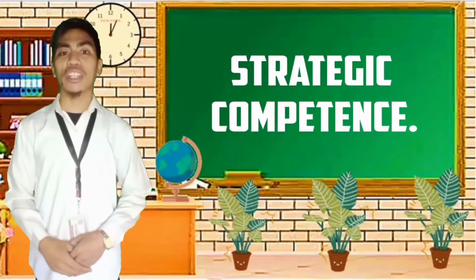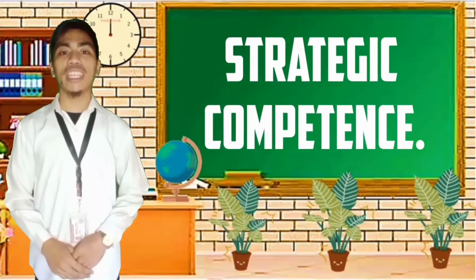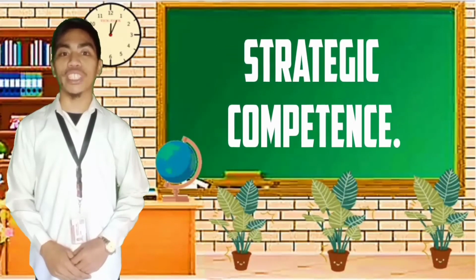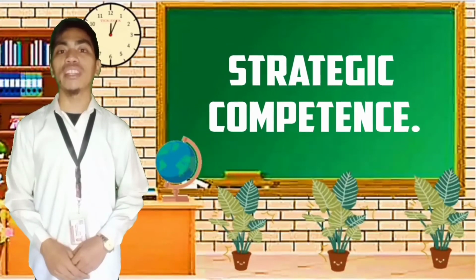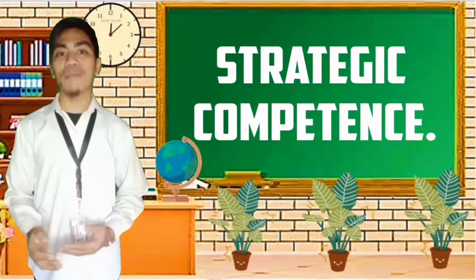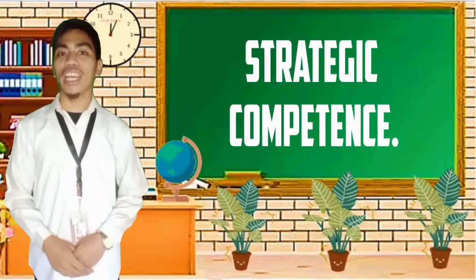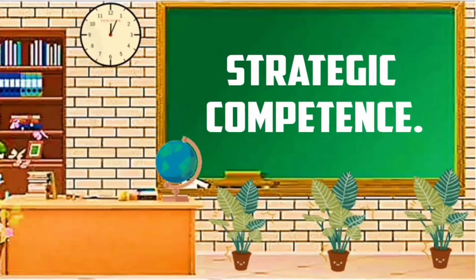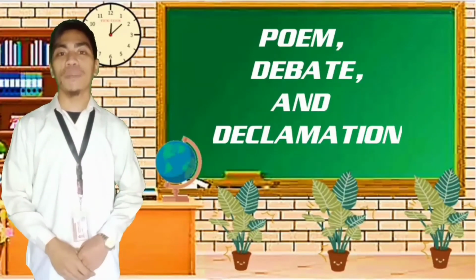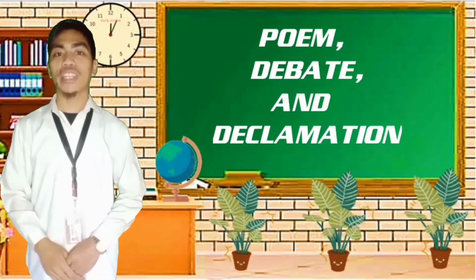And the last goal will be strategic competence, meaning your ability to determine those words that are not totally clear to you. Knowledge has been thrown, but there are some distractions and factors affecting your understanding. This competency will let you cover up the challenges or factors as well as the distractions. The best examples of this competency are the following: poem, debate, declamation, and many others.